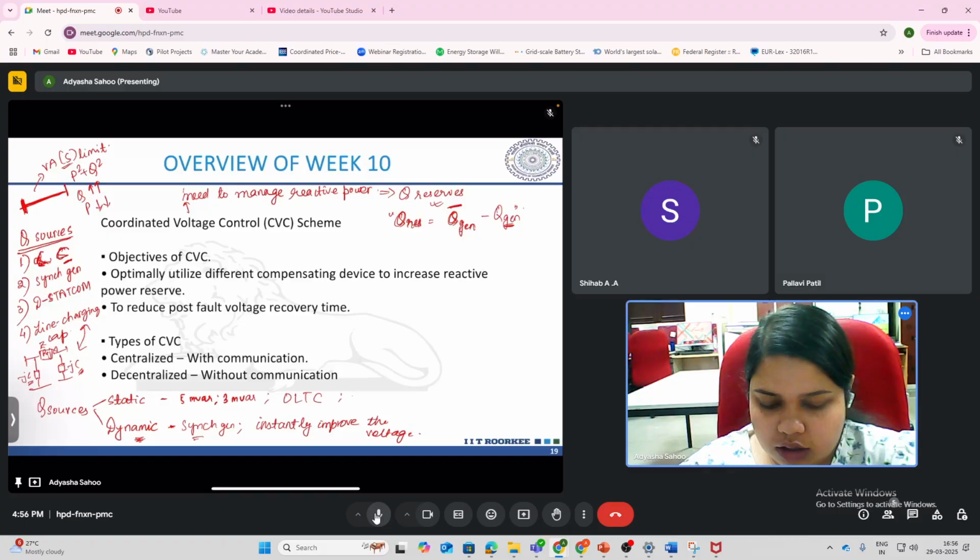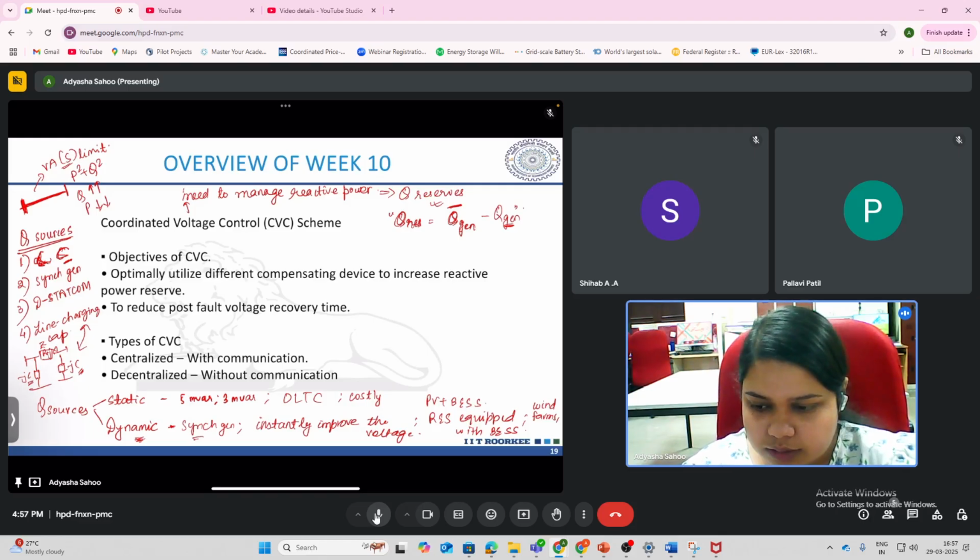Also, static sources are costly and you need to install them additionally in the system. But the dynamic reserves can also be provided by renewables equipped with batteries, so wind farms and also your PV plus battery system. So these are all various dynamic reactive power sources in the system.